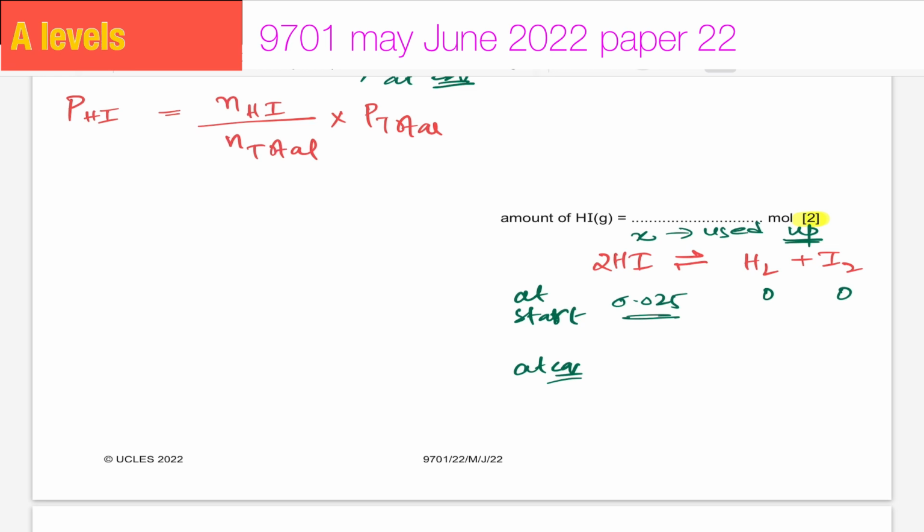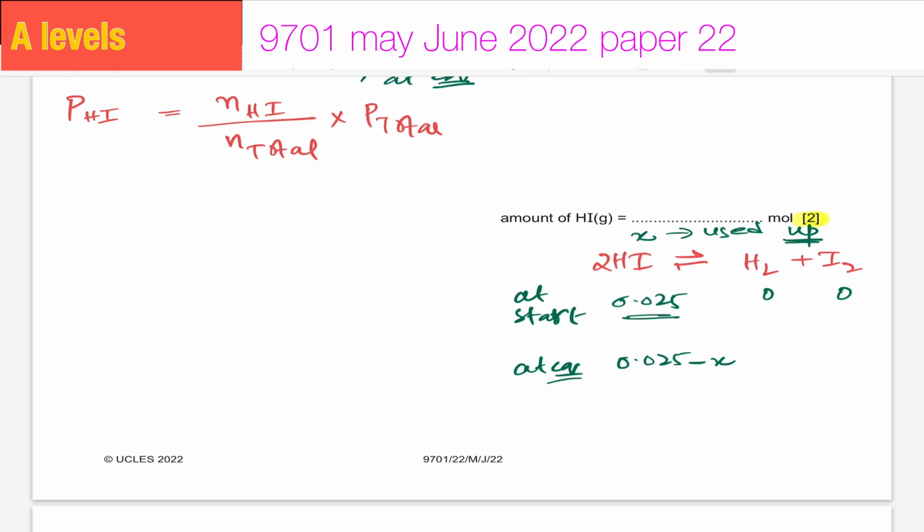Right, so to reach equilibrium, X moles of hydrogen iodide is used up. So at equilibrium, what are we left with? We are left with 0.025 minus X, because X moles are used up. What we are left with at equilibrium is the initial moles minus the amount used up. The initial moles was 0.025 and X moles are utilized. So at equilibrium, we have 0.025 minus X. I think everyone gets this point.